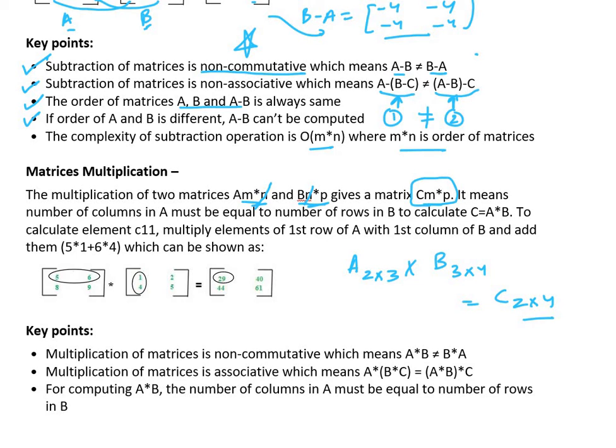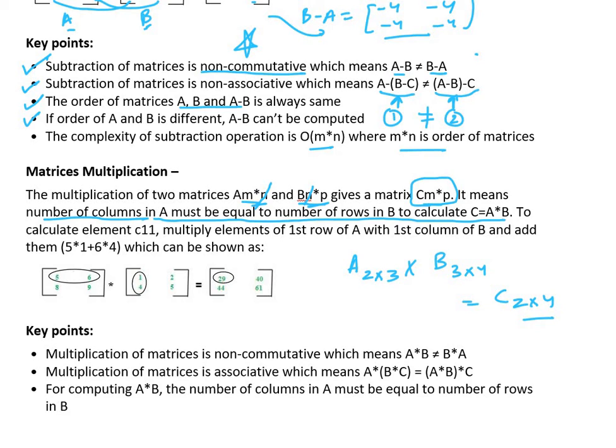So continuing further, it means the number of columns in A must be equal to the number of rows in B to calculate A cross B, right? So the number of columns in A must be equal to the number of rows in B. Let's take an example.